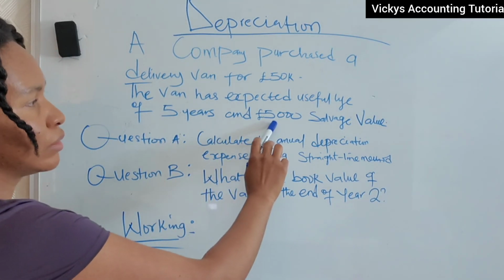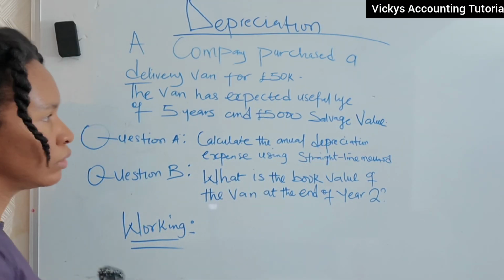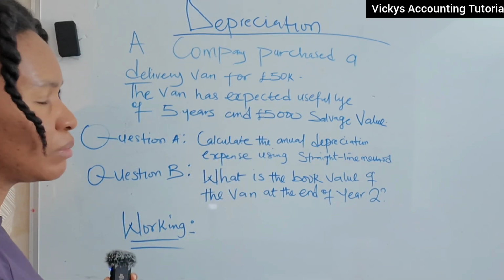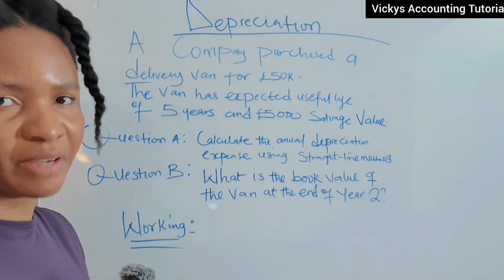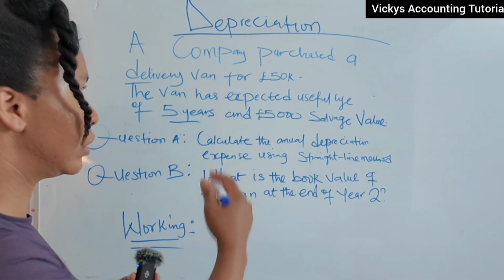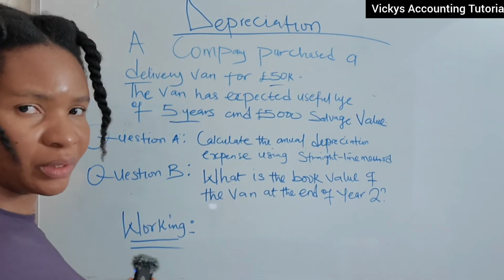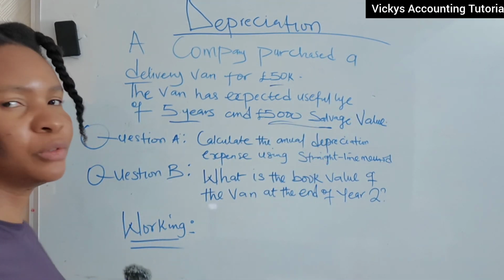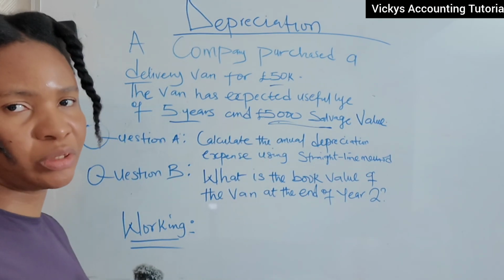And it also states that the van has a salvage value, that is the residual value at the end of its useful life. What is a salvage value? It is simply the amount you expect to sell this van for by the time the useful life ends. Let's say, for instance, at the end of the 5 year period, you find someone that wants to purchase this van. Instead of selling this van at 50K to that person, you choose to sell it at 5,000. That is the salvage value. And you'll see how this salvage value is applied when we are computing our depreciation.